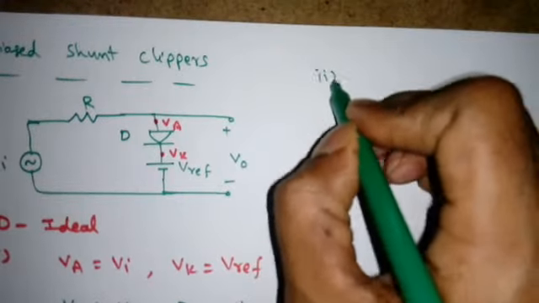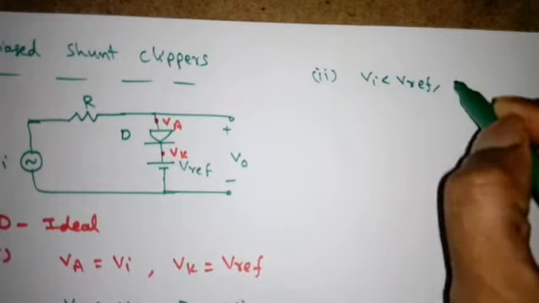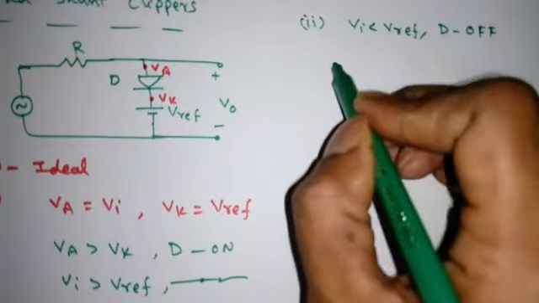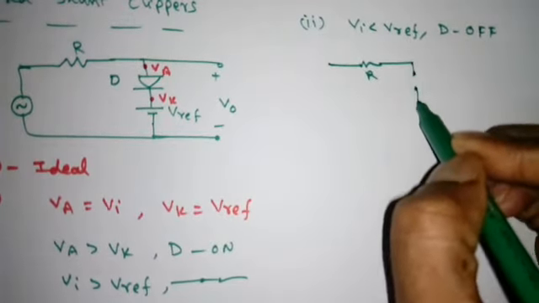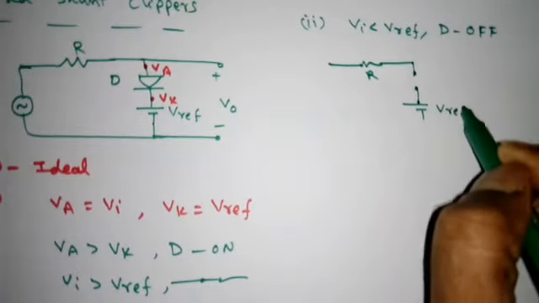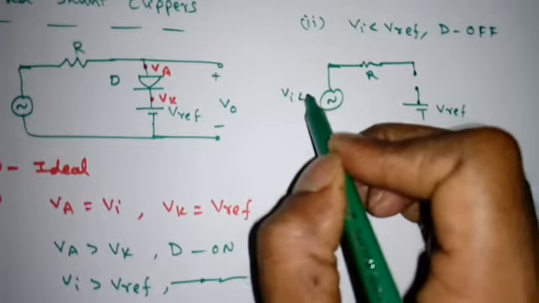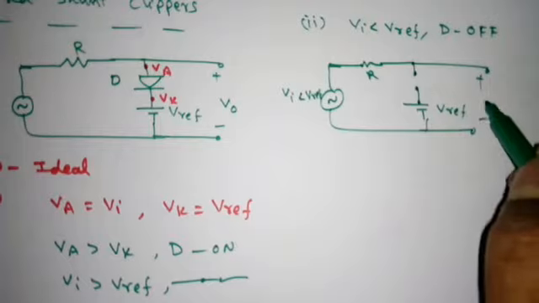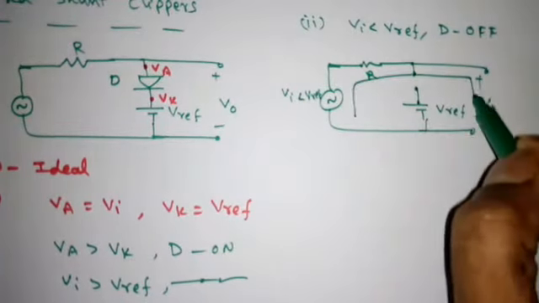The second condition is the opposite, just simple. When Vi is less than V reference, the diode D is off. When it is off, simply open circuit. This is resistance R, open circuit. This is V reference, this is Vi, and I am applying Vi less than V reference. Now tell me what is V0. So open circuit means no current flows, so apply KVL like this.